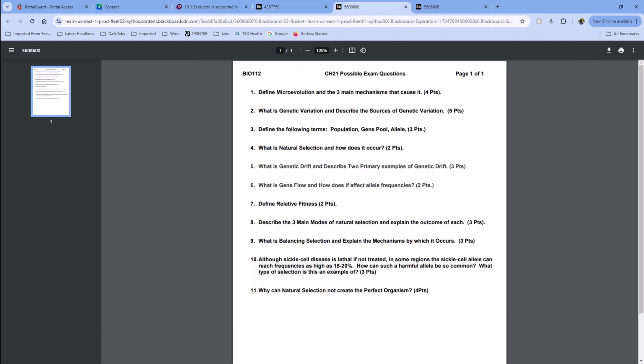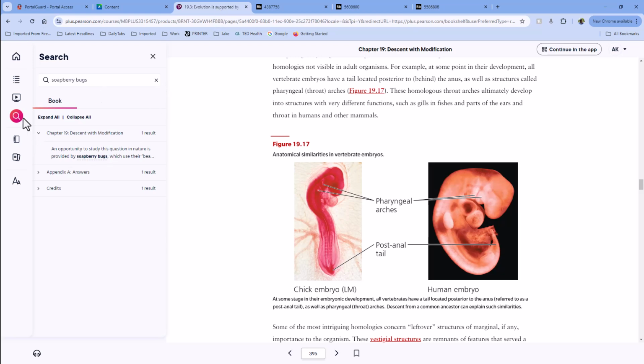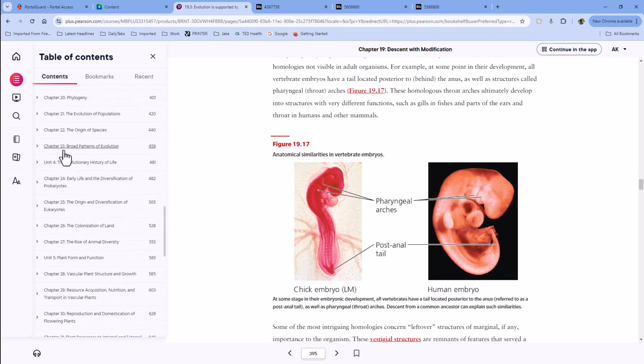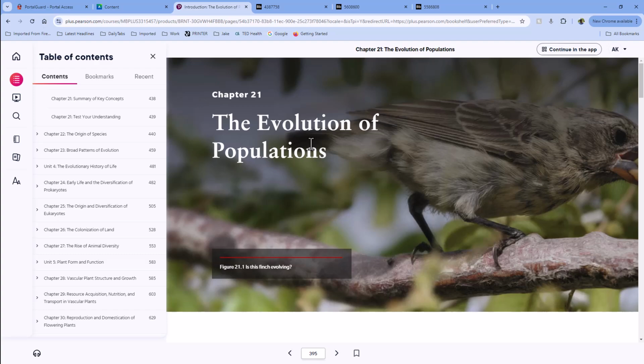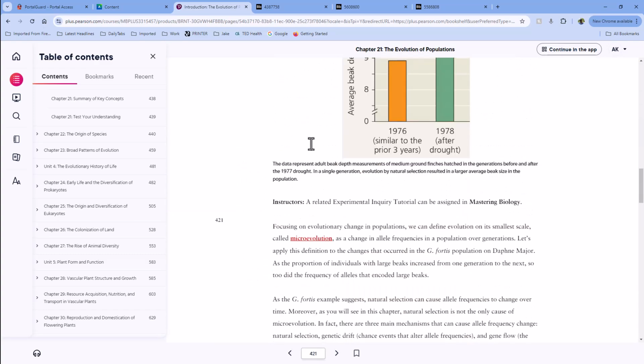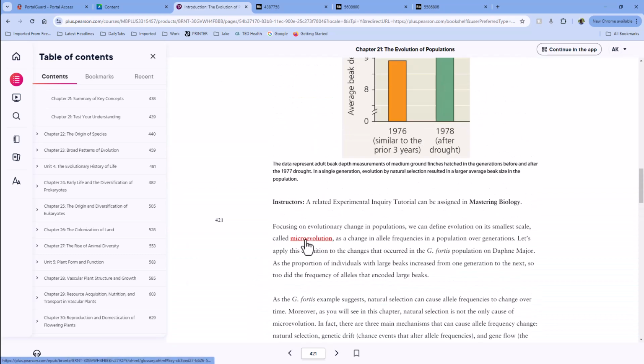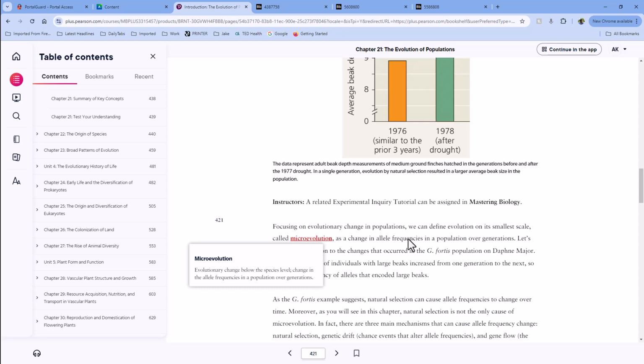Move on to chapter 21. And define microevolution and the 3 main mechanisms that cause it. You can find that at the beginning of chapter 21, right on the first page of chapter 21. You can see, and you can come into our table of contents, chapter 21. That very first page gives us the microevolution right there. And right there is your definition of microevolution.